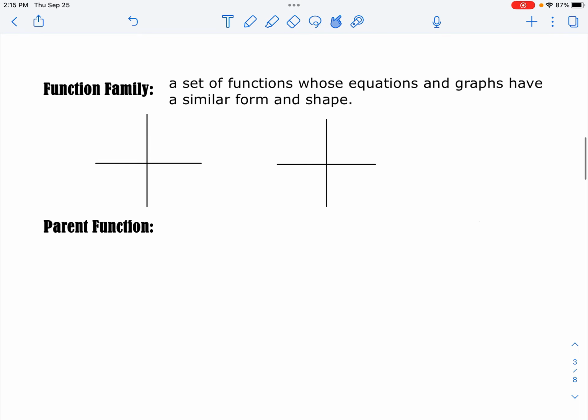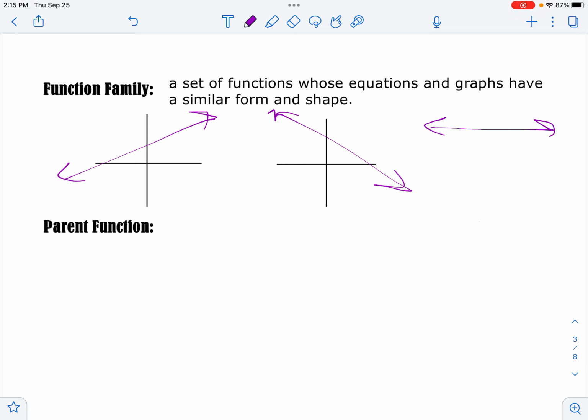Okay, a couple of definitions. We're going to talk about function families and parent functions. So what is a function family? It's really just a set of functions whose equations and graphs have similar form and shape. So like, let's talk about linear function families. So these are all like lines. They might look like this, they might look like this, or they might be horizontal, they might be vertical, but their graphs look very similar, okay?